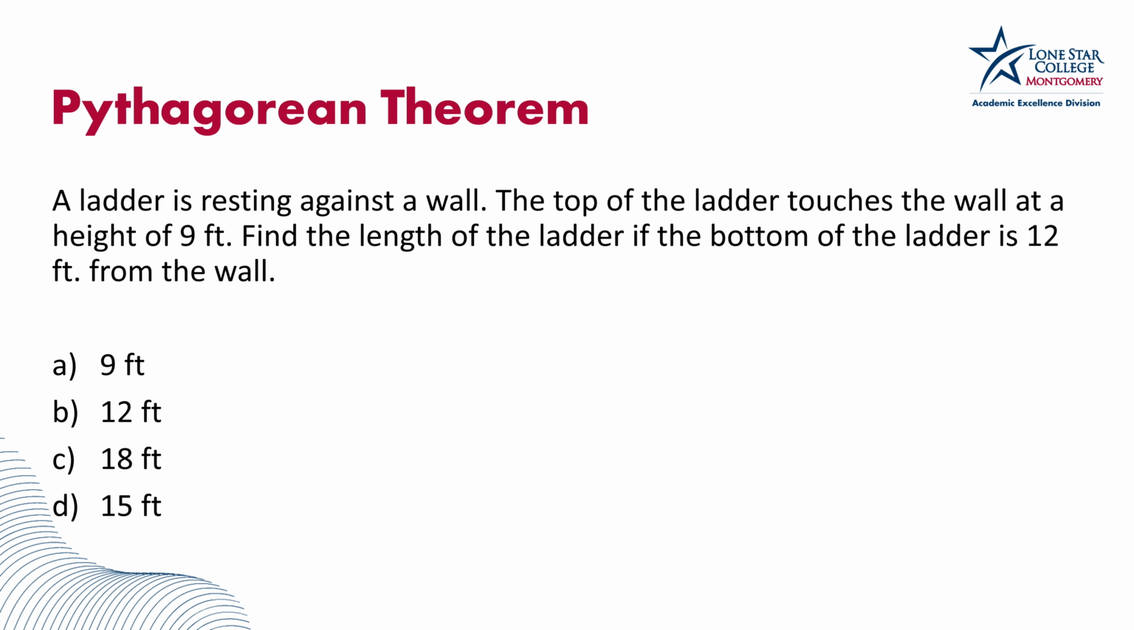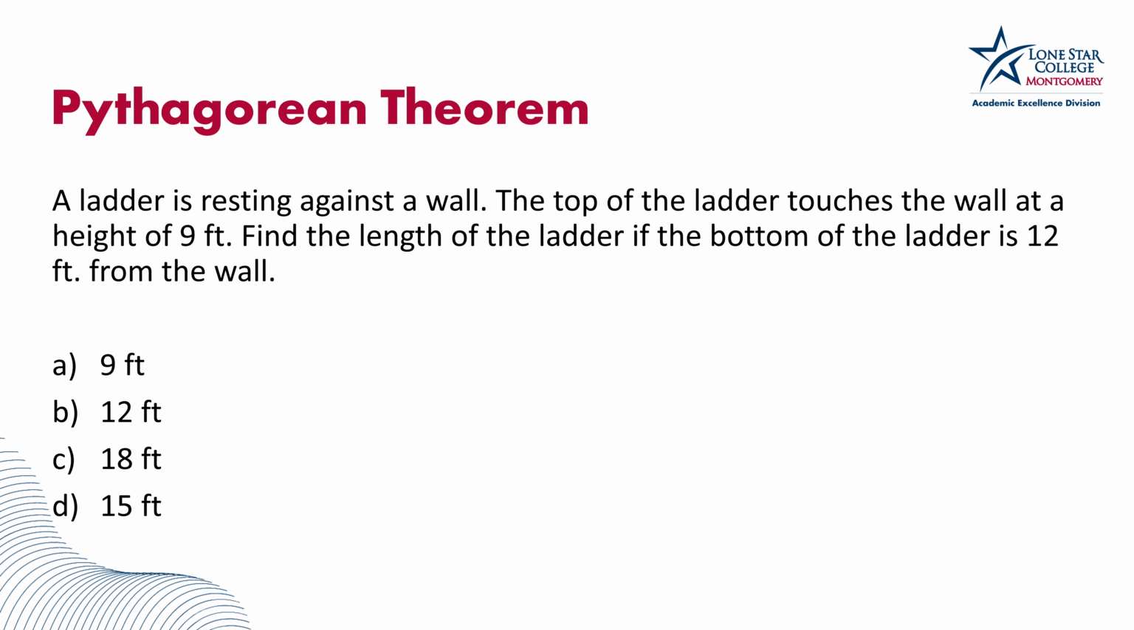So we have a ladder resting against the wall. The top of the ladder touches the wall at a height of 9 feet. Find the length of the ladder if the bottom of the ladder is 12 feet from the wall. First thing again is always trying to draw a picture or a diagram to illustrate what we're working with here. So we have a ladder resting against a wall.